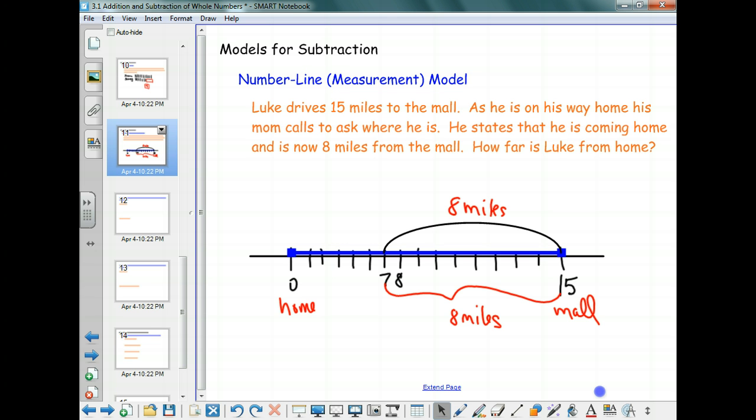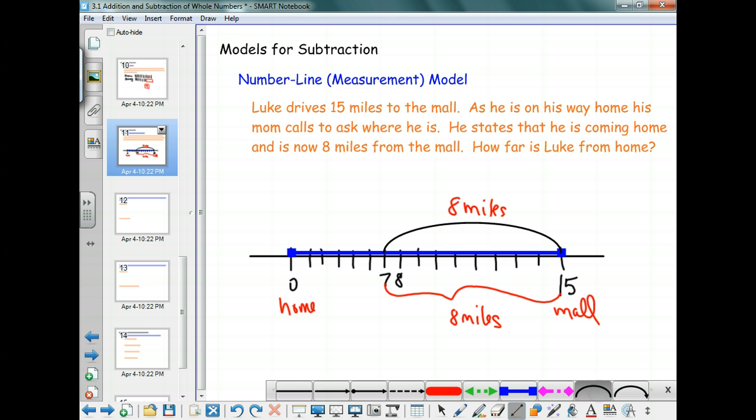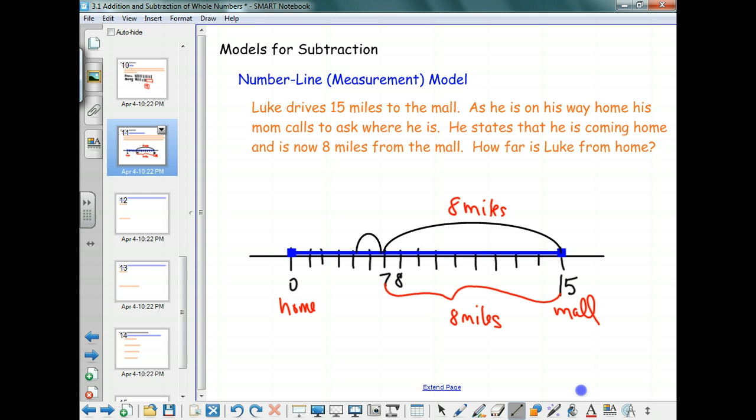And the question is then, how far does he still have to go? How far is he going to get home? 7. So he ends up being 7 miles farther from home still, or 7 miles away from home still. This is a measurement for a number line model. All right, I'm going to pause right here.